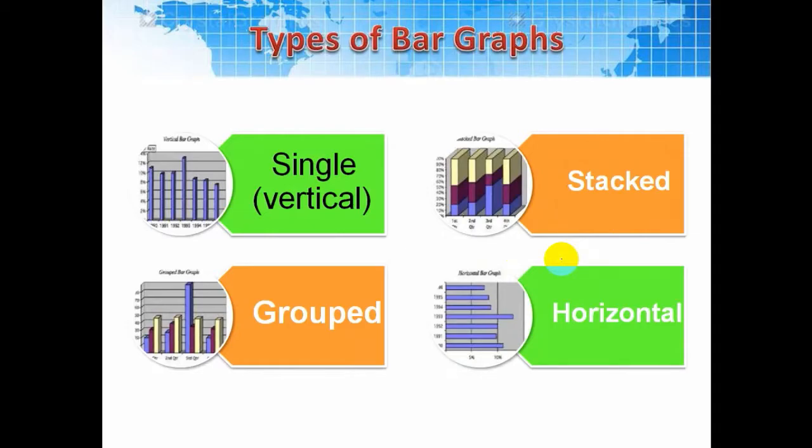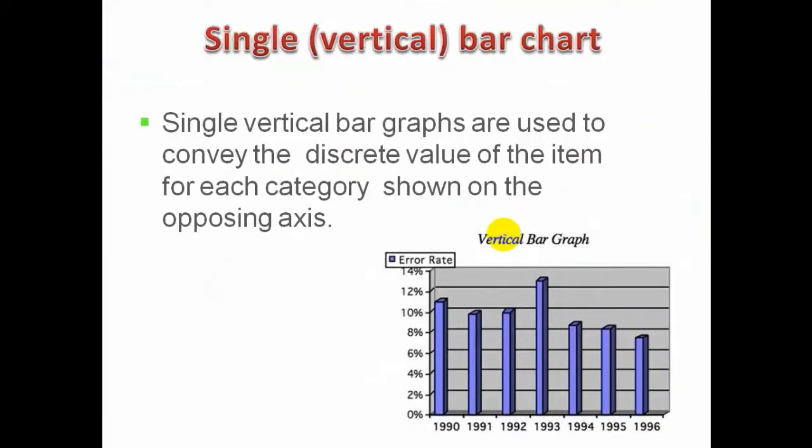Now the types of bar charts: single vertical bar chart, stacked vertical bar chart, group vertical bar chart, and horizontal bar chart. A single vertical bar chart. Single vertical bar graphs are used to convey the discrete value of the item for each category shown on the opposing axis. So dear students, you see over here, this is a single vertical bar chart.